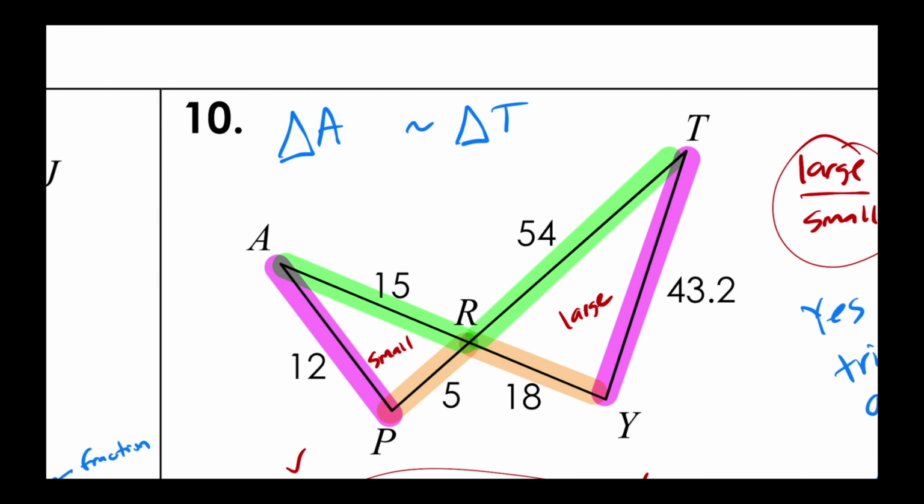And then if I look over here, P is pink, orange. And Y is pink, orange. So P and Y match. So I'm going to put P and then Y. And then over here, green, orange is R. Green, orange is R. So R and R match. There you go. There's your similarity statement.